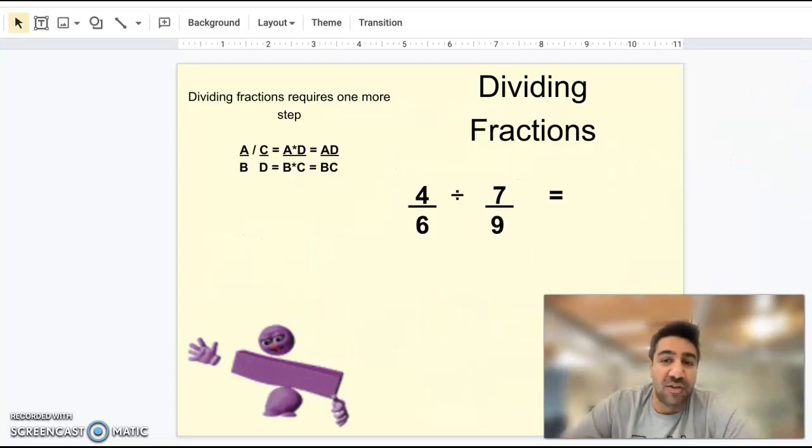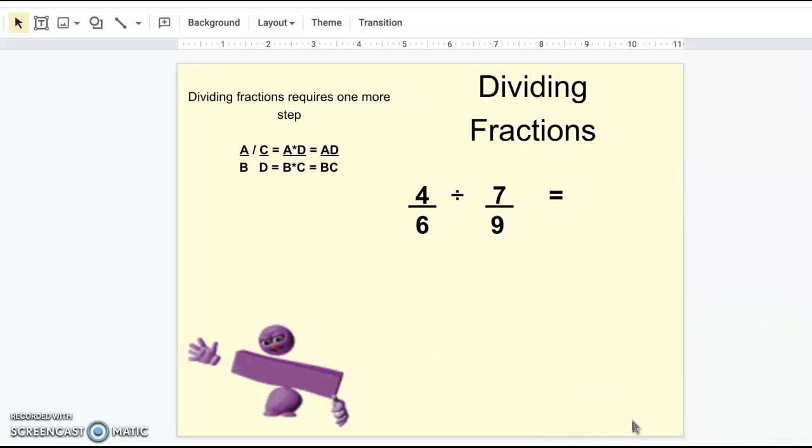Okay, let's go to the next one. I got 4 over 6 divided by 7 over 9. Let me get my photo out of here so you guys can see the whole thing. There you go. So 4 over 6 divided by 7 over 9. Again, I'm going to cross multiply. So 4 times 9 over 6 times 7. 4 times 9 is 36.